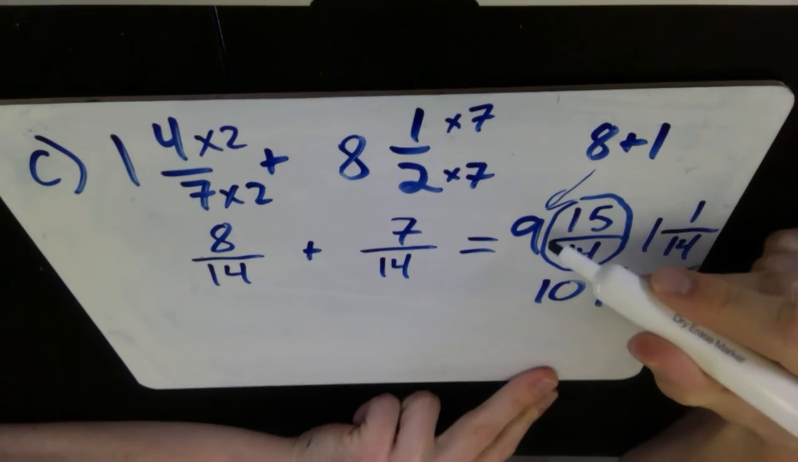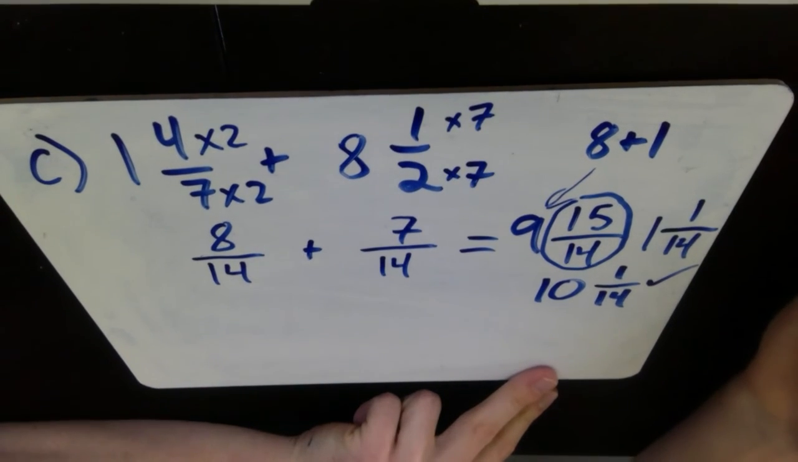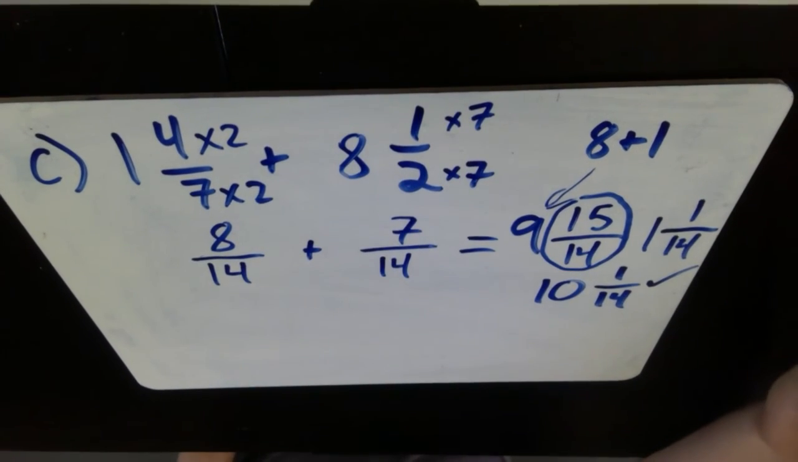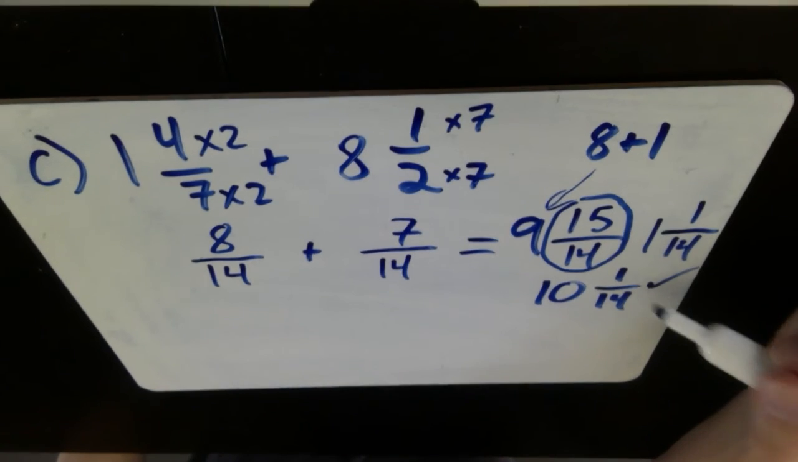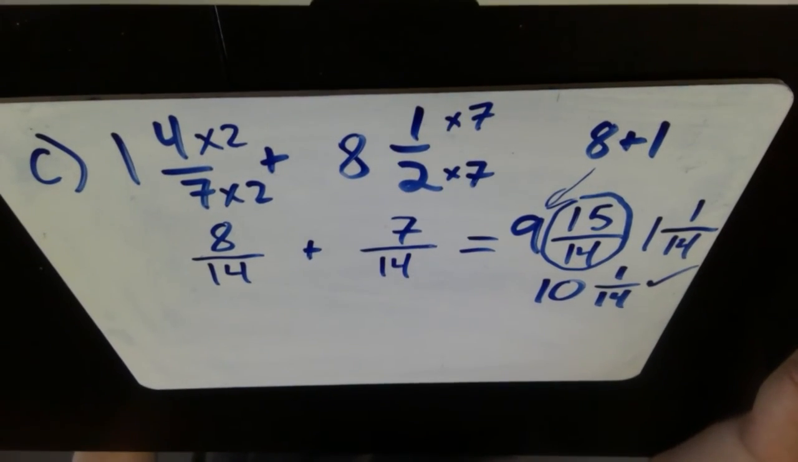If you got to this stage here where you had 9 wholes and 15 over 14, give yourself a half a mark for the answer. And if you didn't have it, please make sure you're writing this part down. You're showing your work over here. Okay?